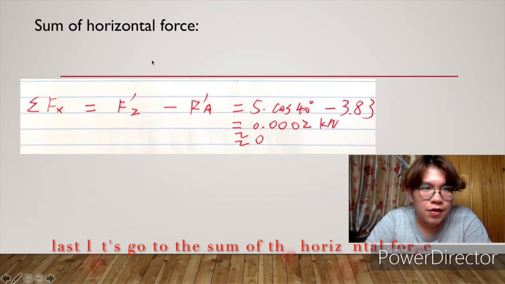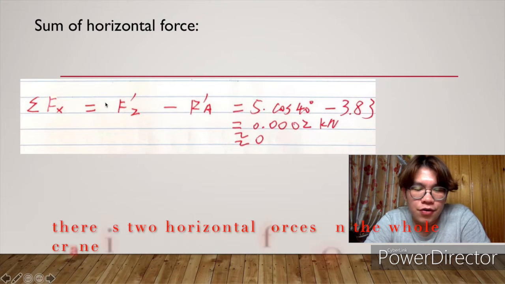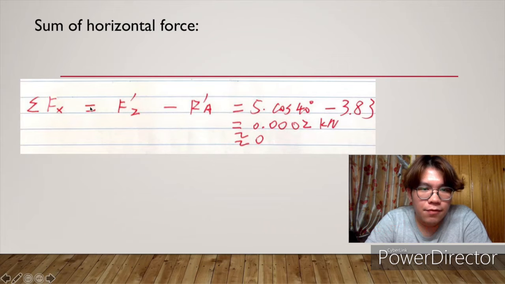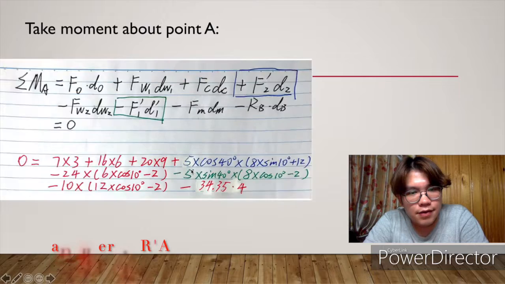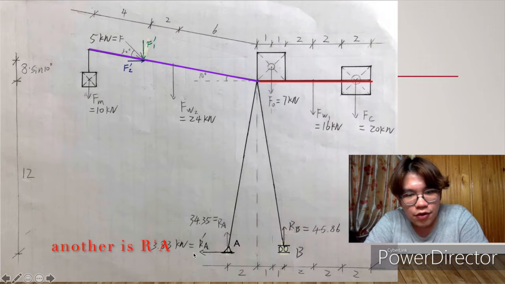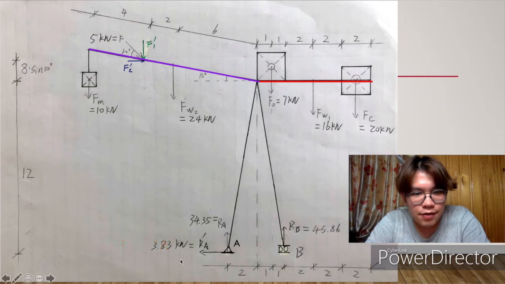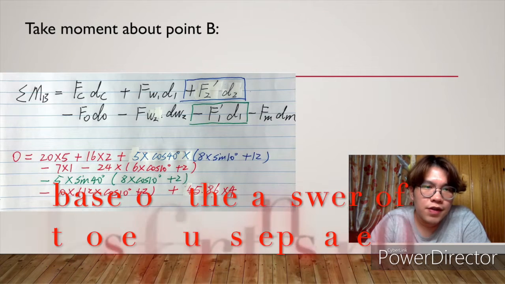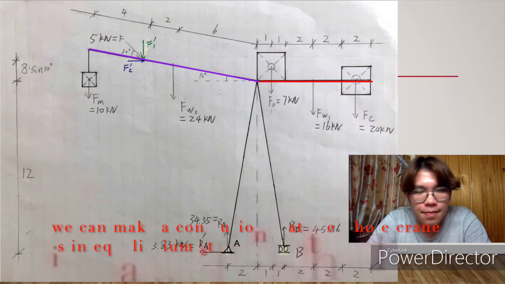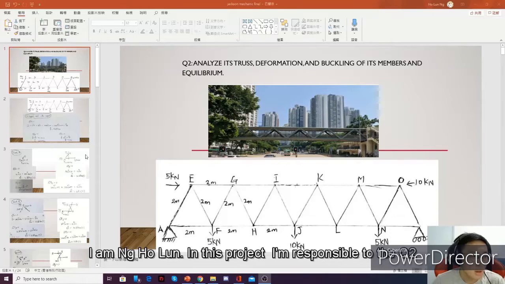Last, we go to the sum of the horizontal forces. There are only two horizontal forces on the whole crane. One is F-2, which is the wind load, and another is the horizontal reaction at A, R-A, which is in this position. And then we calculate also 0. And based on those four steps being equal to 0, we can conclude that the whole crane is in equilibrium.